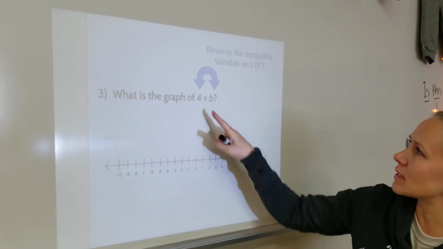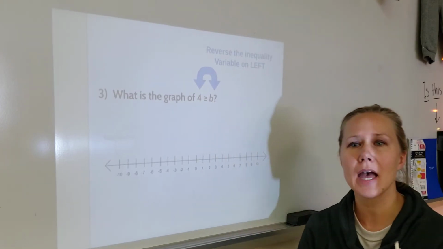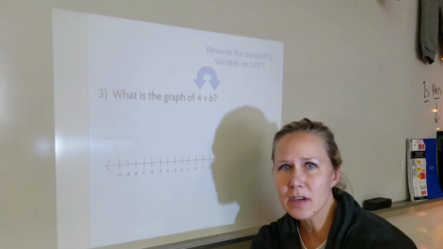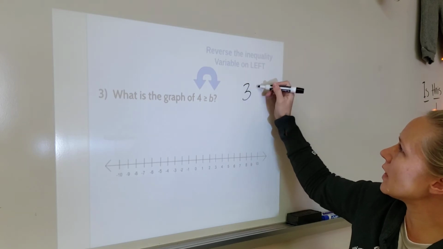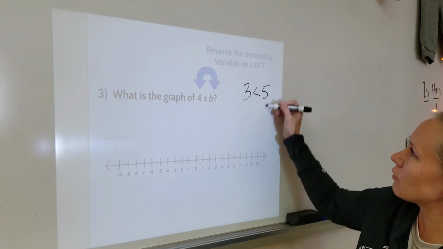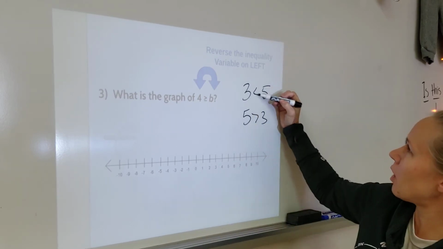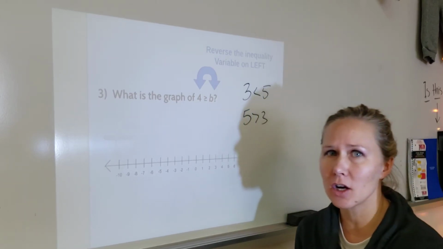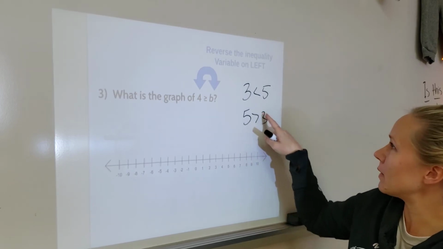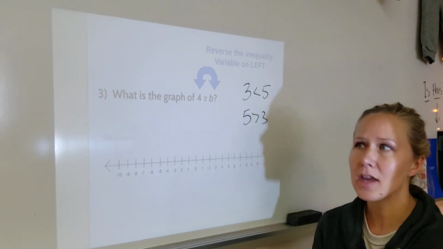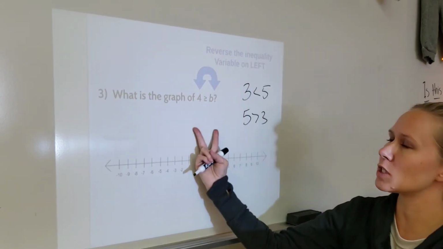So if I reverse it, it says 4 is greater than or equal to b, I'm going to flip that around. Now think about this. If I have 3 is less than 5, I can reverse these two. 5 is greater than 3. Do you see how that big mouth is opening to the 5 because it's bigger? This is equivalent. The big mouth is still opening to the 5. Okay? So I'm just going to take these and spin them around.